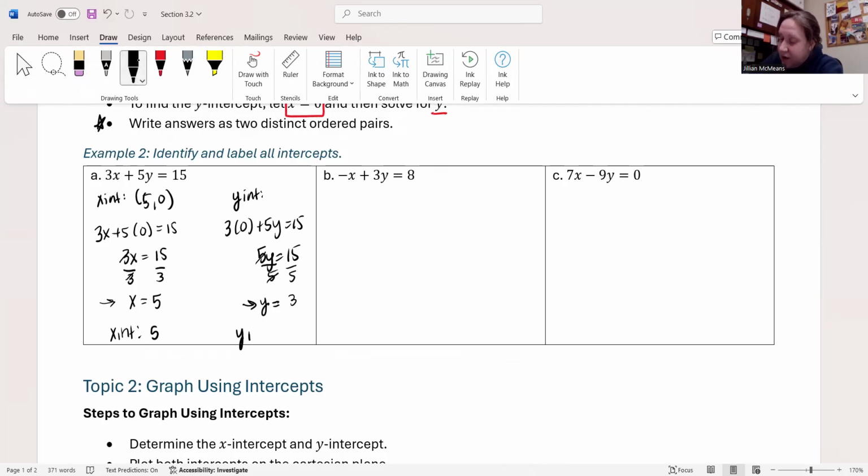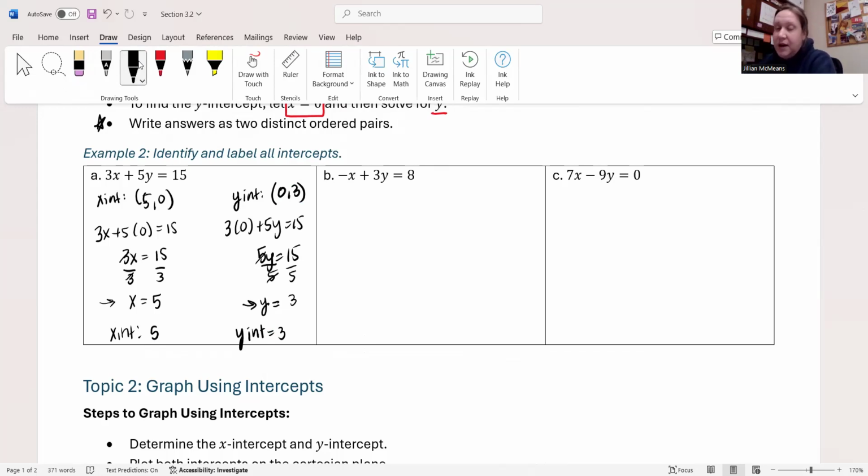Put y-intercept is 3, or even better, my preference is the ordered pair. I like the ordered pair (0, 3). So there you have it. It's not terribly difficult. Plugging in zeros is easy for us. So it's really just something you can almost do in your head if you have a nice, pretty equation like this. Okay, let's look at part B.